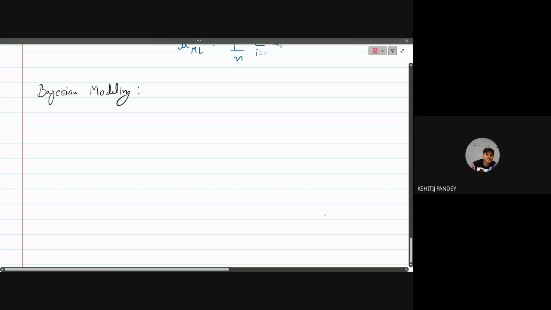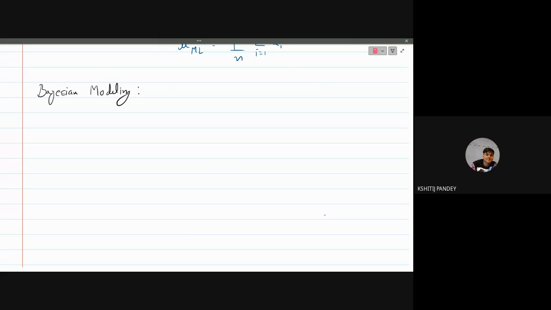So is the reason why we use Bayesian modeling clear? It is to incorporate our prior belief about the generation of data into estimation. Is that clear?